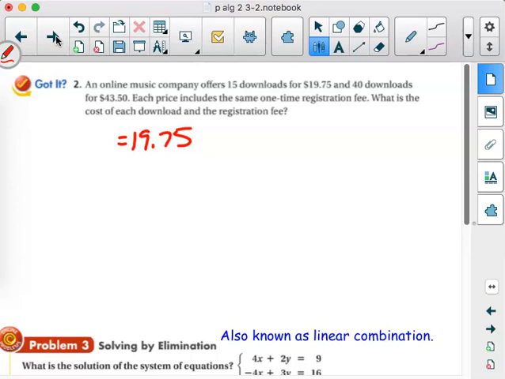So what am I going to get from a 19.75? Do we know how many downloads or how much a download costs? Okay, so we're going to have to do it. I'd really like to use D. You want to stick with X and Y or D and F? Downloads and fee. Let's use D and F this time since we used X and Y. We have to pay the fee, right? No matter what?